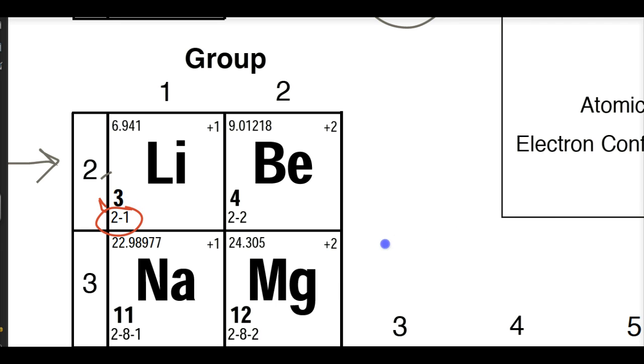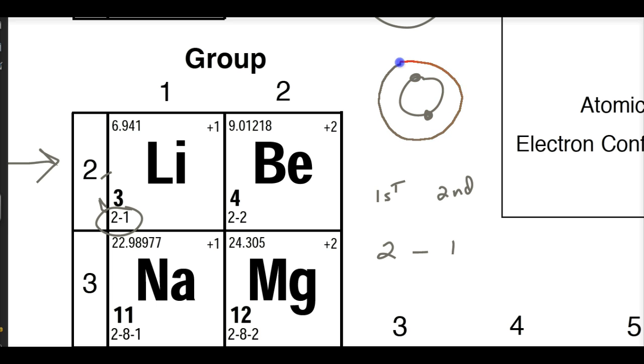The 2 means I have 2 electrons in the first energy level. The dash means that the next number is for the second energy level. So that means I have 2 electrons, that's the ring with 2 electrons in the first energy level, and then the next ring or orbit or shell, I've got what? Another electron for a total of what? 3 electrons would equal the protons.